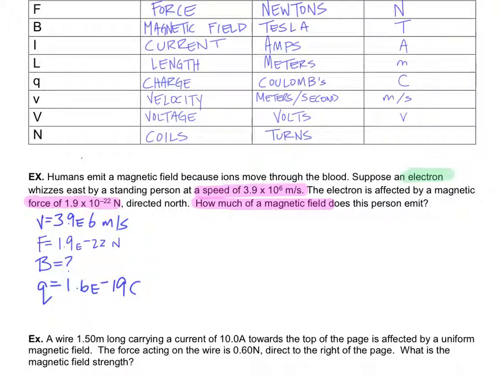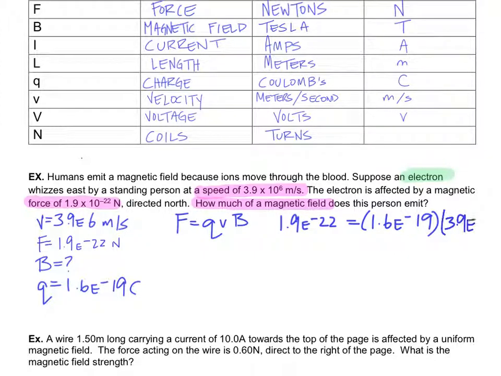So my equation is F equals Q times V times B, where I substitute F is 1.9 times 10 to the negative 22 equals Q, which we said was 1.6 times 10 to the negative 19. Velocity is 3.9 times 10 to the 6. And I'm solving for B.